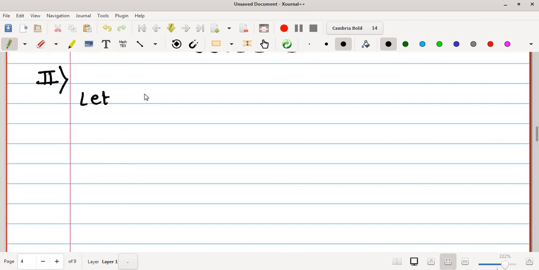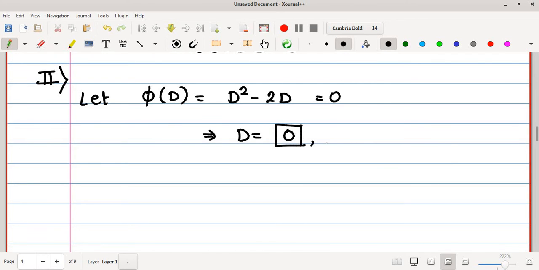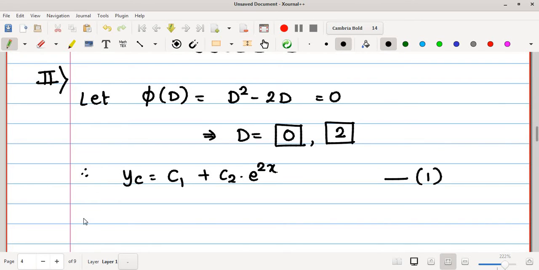So we first consider the auxiliary equation, that is phi of D. In this problem, our auxiliary equation was D square minus 2D. When equated to 0, we get two distinct real roots, out of which the first root will be 0 and the second root will be 2. Therefore, our complementary function will be c1 times e raised to 0x plus c2 times e raised to 2x. Let's denote it by equation number 1.